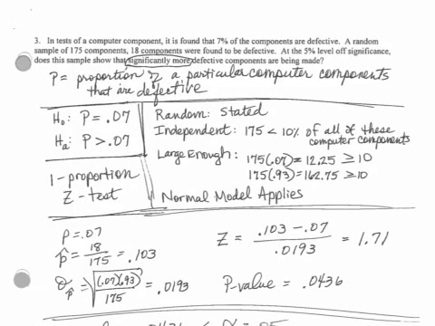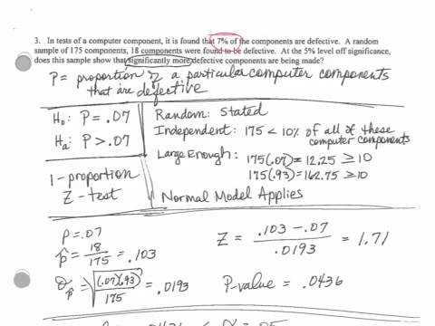Okay, so this is number 3. This problem is actually like what we've been doing in chapter 20, a previous chapter, where there is a claim. And the claim is that 7% of the computer components are defective.